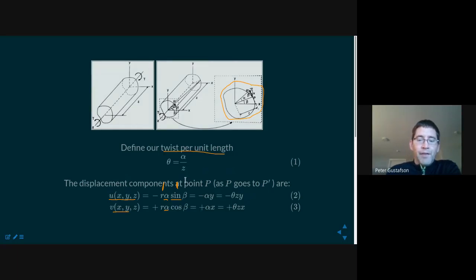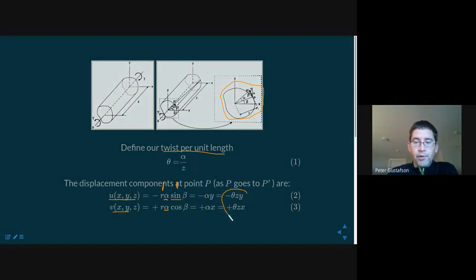Okay, and obviously R sine of beta and R cosine of beta are simply X and Y. And alpha, as we've defined it up here, is now going to be, we can substitute in z theta, so we can multiply this equation here by z, and so we get z theta is equal to alpha, and so u and v now are going to be equal to these terms.